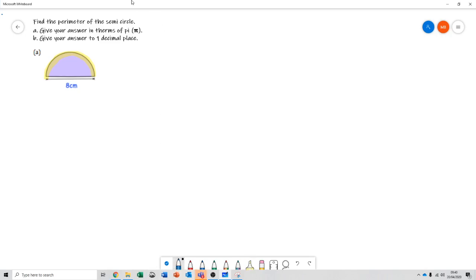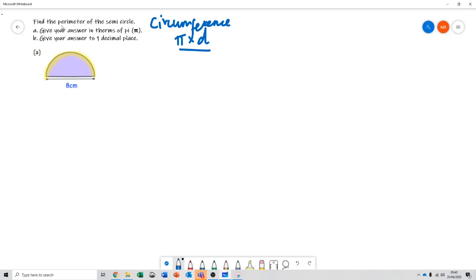So if we remind ourselves what the formula for working out the circumference of a circle is, it would be pi times diameter. Now just keep in mind that would be if we had a full entire circle. However, in this situation we don't have a full circle, we have half a circle, and so we would just get that answer and then divide it by 2. Now that would give us the bit that I've highlighted in yellow.